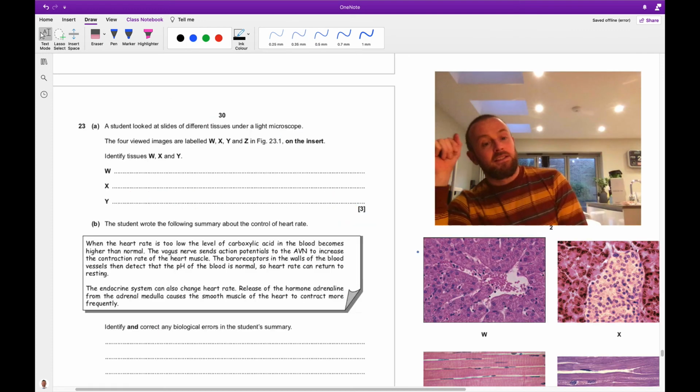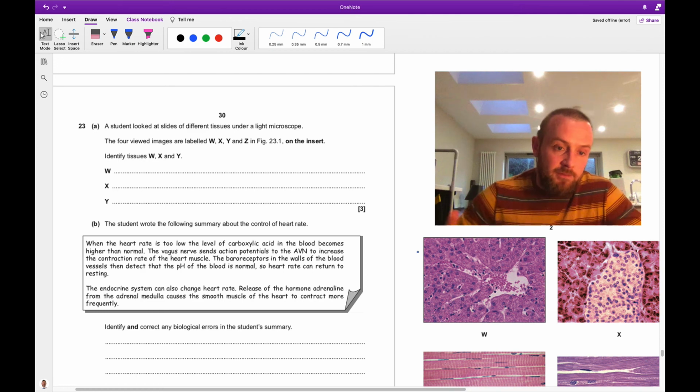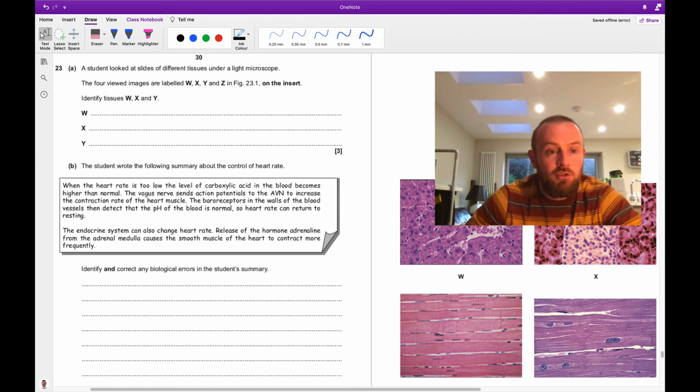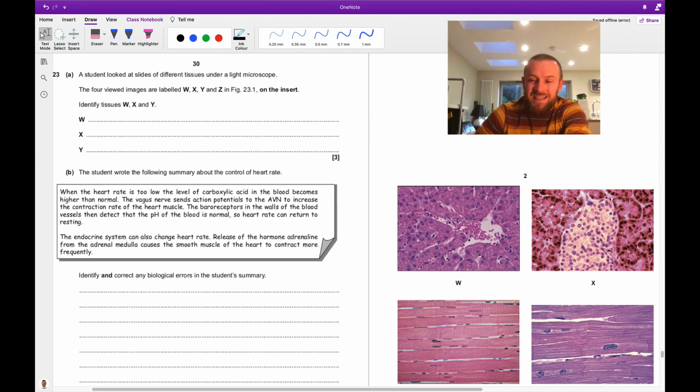Right, moving on. All right, question 23. This is where you need the insert. I've just put that over here on the right so we can have a look at it. The student looked at slides of different tissues under a light microscope. Basically, what are they? Let's have a look at them all. Okay, X is an obvious one. It stands out for me. X is the islets. This is pancreas. And here we can see an islet of Langerhans. These are the acini around here. So this is the endocrine tissue in here, and this is the exocrine tissue out here. Okay, remember all that.